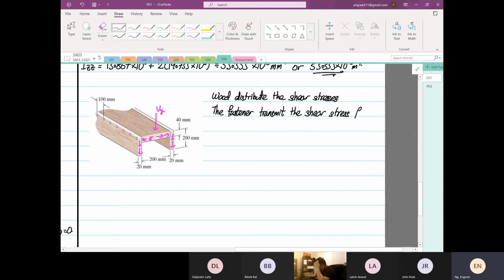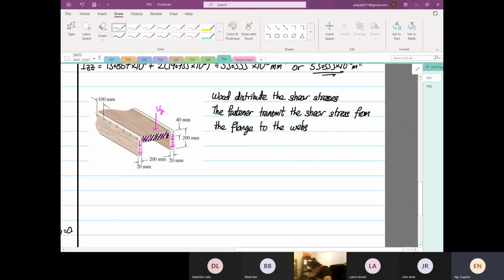It's going to start from the flange to the webs, right? So it's going to distribute on the what? Flange first. That is why you only calculate the flange. Remember, all these are separate parts, okay? So you only take the first moment of area at the flange, okay?